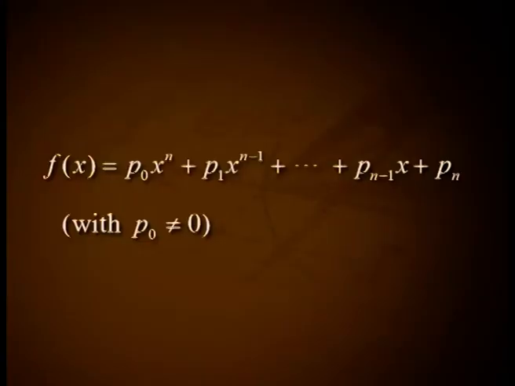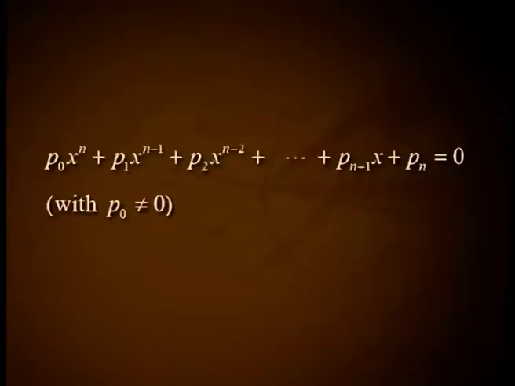Definition: let f of x equal to p naught x raised to n plus p 1 x raised to n minus 1 plus etc. plus p n minus 1 x plus p n with p naught not equal to 0, then f of x equal to 0 is a polynomial equation of nth degree. Remark: the general type of a polynomial equation of nth degree is p naught x raised to n plus p 1 x raised to n minus 1 plus p 2 x raised to n minus 2 plus etc. plus p n minus 1 x plus p n equal to 0 with p naught not equal to 0.